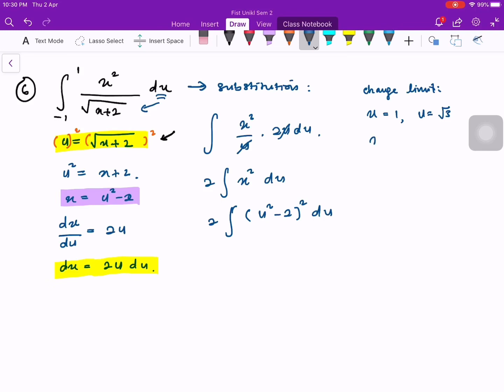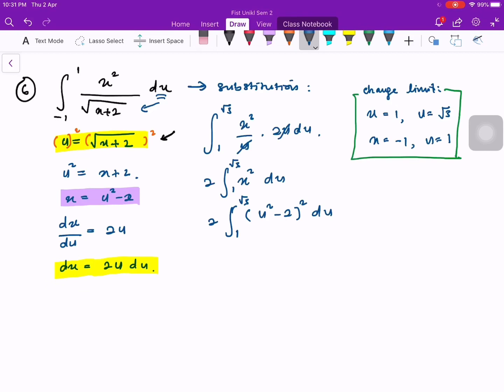And then for x is equals to minus 1. Okay, minus 1 plus 2 which is 1. Therefore kita akan dapat u is equals to 1. Then our new limit in this case is we have square root of 3 to 1. Okay, square root of 3 to 1. Okay, so kita ada limit yang baru, iaitu square root of 3 to 1. So this is actually kita tukar limit tadi dengan menggunakan equation yang ni tadi. Okay, u sama dengan square root of x plus 2. And then we can proceed with integral.